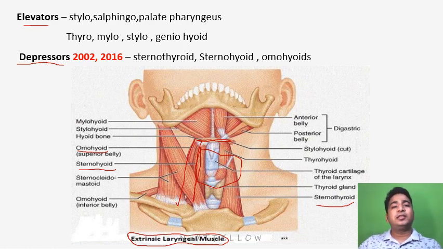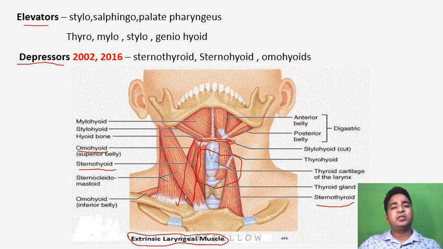All other muscles like the stylopharyngeus, salpingopharyngeus or palatopharyngeus. Salpingo means the muscle connecting to the eustachian tube opening. Stylo is the styloid process. So the muscle connects the styloid process and the pharynx. See, this is above the larynx. So whenever this muscle contracts, the larynx will go up. Salpingopharyngeus, again the eustachian tube and pharynx, which are above the level of the larynx. So if they contract, the larynx will go up.